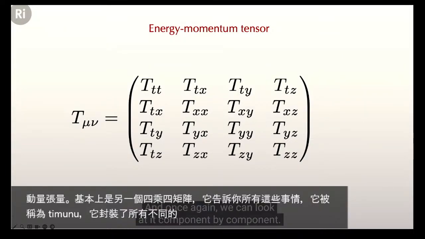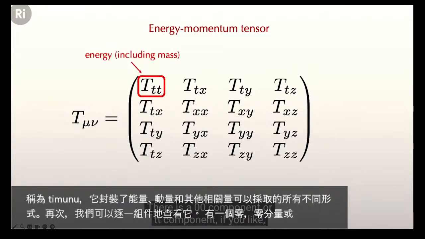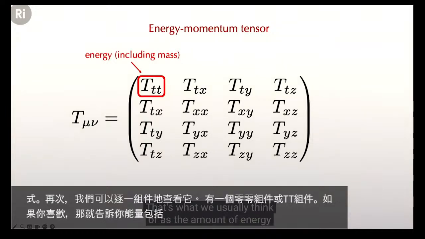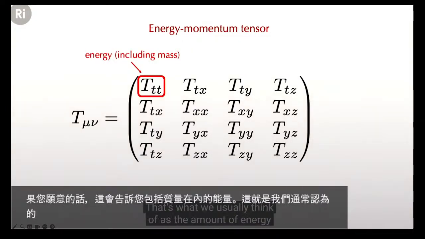And once again, we can look at it component by component. There's a 0,0 component, or TT component, if you like. That tells you the energy, including the mass. That's what we usually think of as the amount of energy in the good old Newtonian sense.